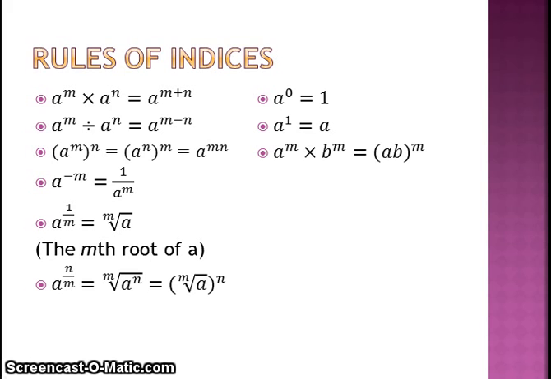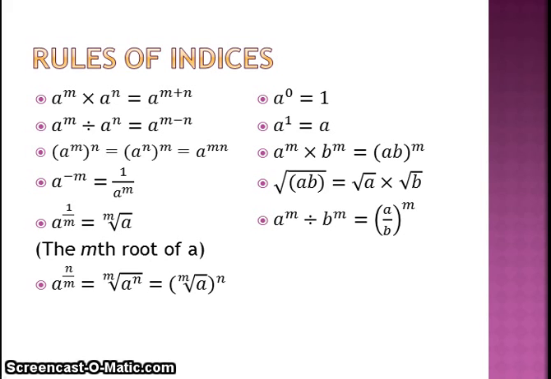If we have a different base with the same power, A power m times B power m, we can actually multiply the bases together and write a single power m outside the bracket. Similarly, if we have a square root of AB, we can actually split it by writing square root A times square root B.